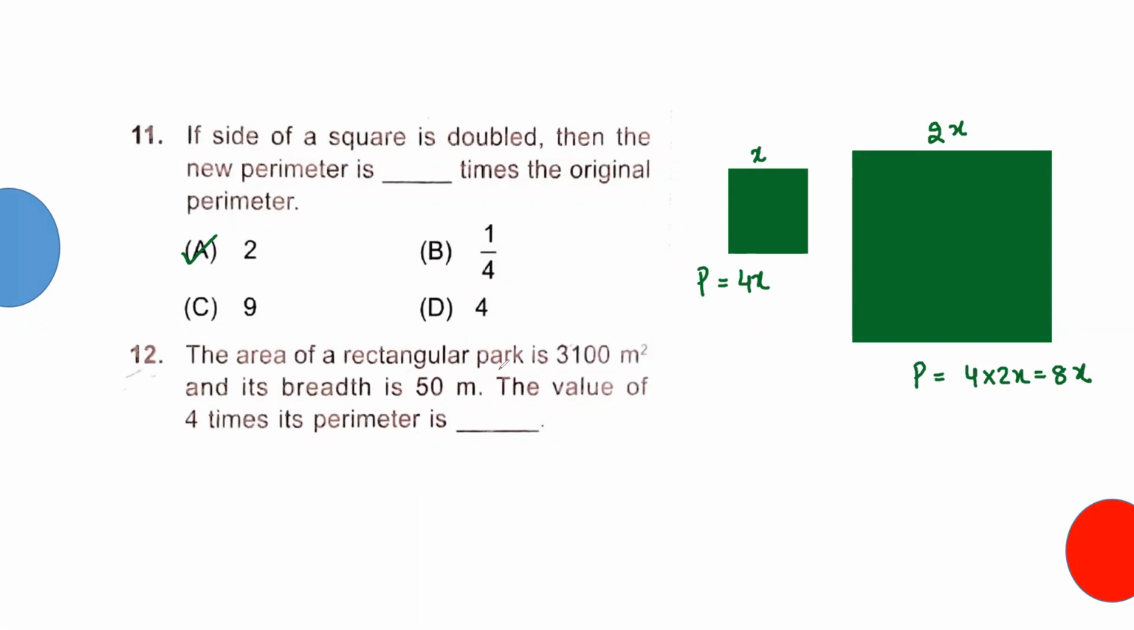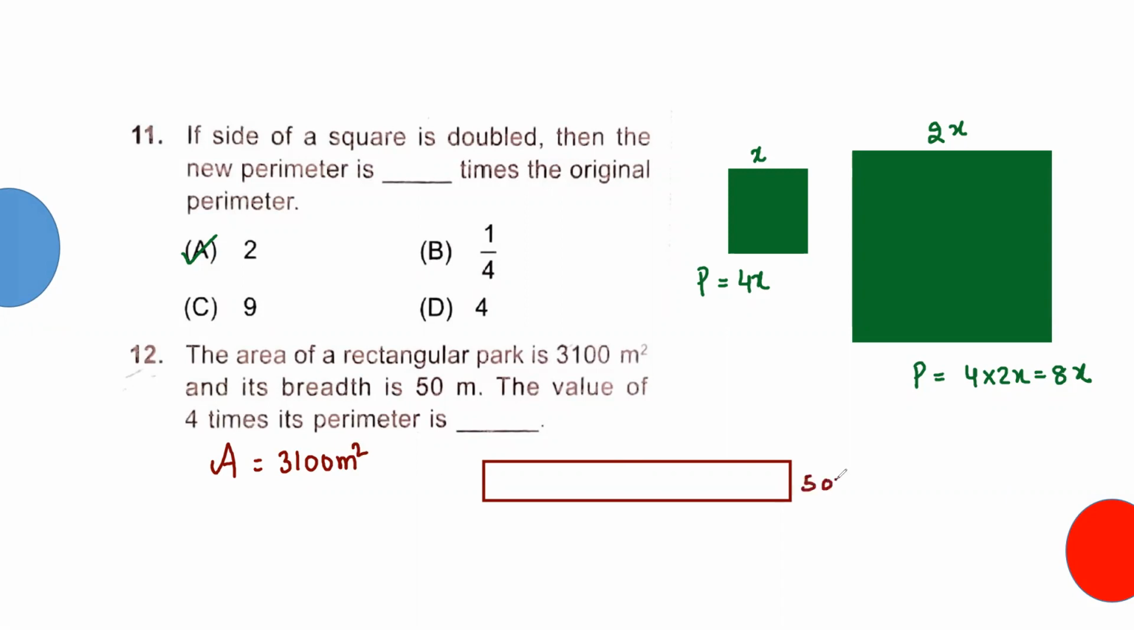Now next question. The area of a rectangular park is 3100 meter square and its breadth is 50 meter. The value of 4 times its perimeter is. So here they are asking about a rectangle. So let's draw a rectangle. Its area is given as 3100 meter square, and breadth is given as 50 meter. So what is the area of a rectangle? Length into breadth, this is equal to 3100. So if breadth is given as 50, you can find the length.